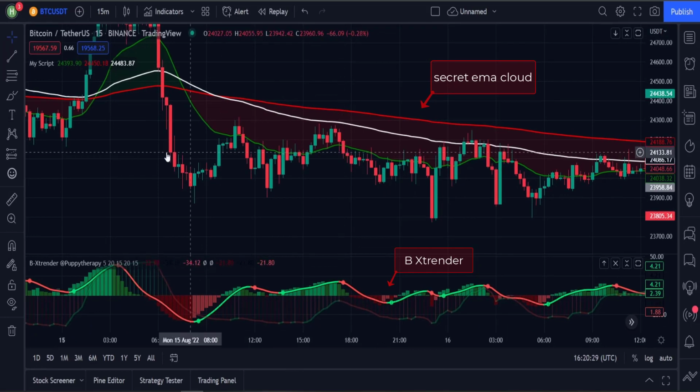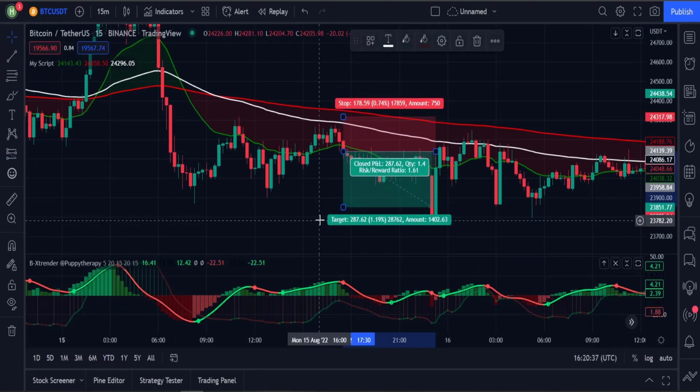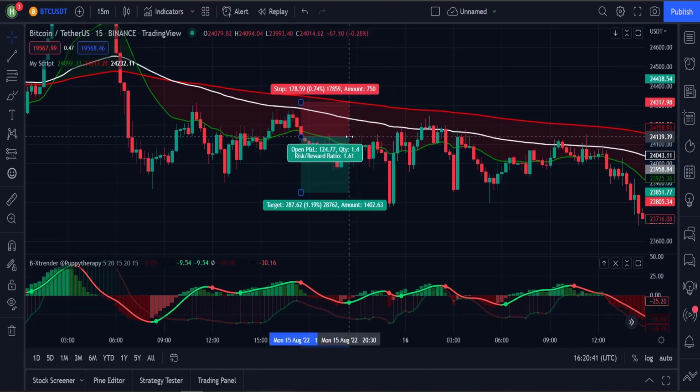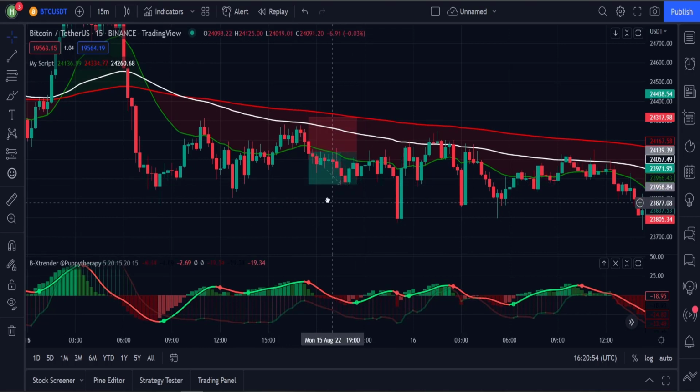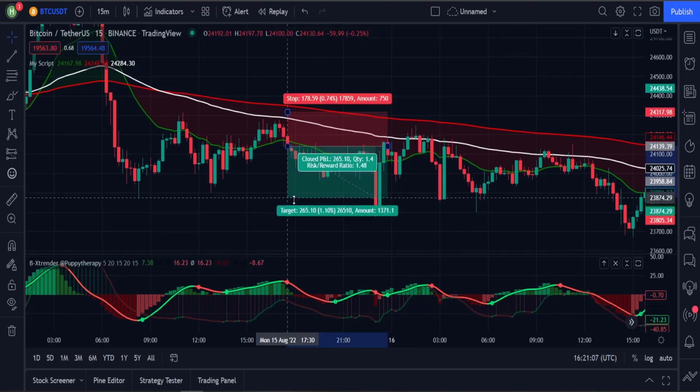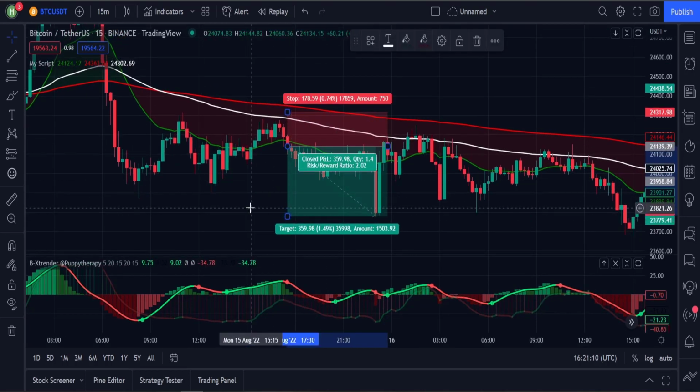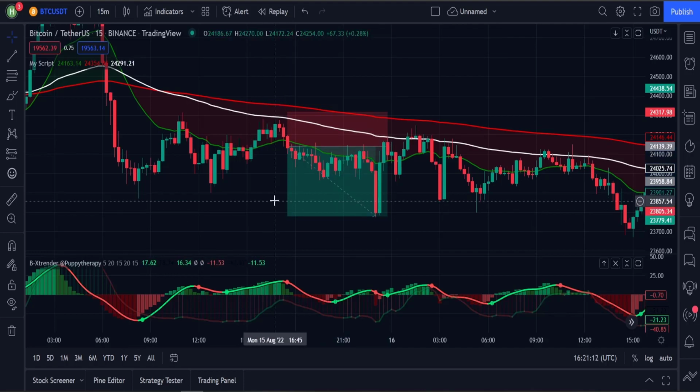And we're going to exit a winning sell trade as soon as a green circle appears on the B extender, which is right here. And we have a profitable sell trade. If you are now in profit during a certain trade and you had a signal to exit trade, you can just continue and wait for another signal to exit. Now we'll take a look at one more example for a buy and sell trade.